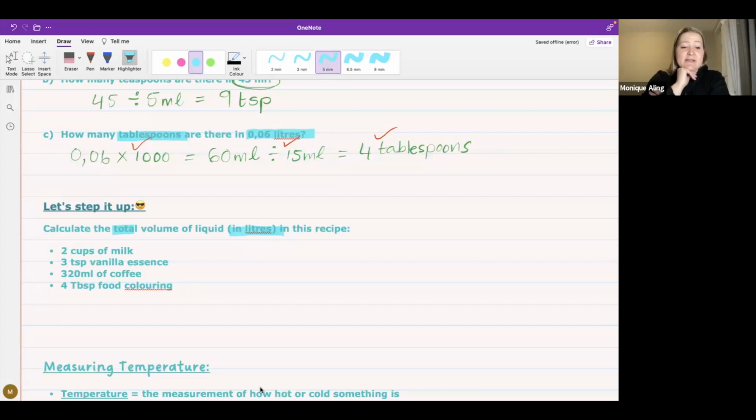Leah, somewhat similar. We need to, now we go in the opposite way. We are taking our cups and teaspoons and we are converting that to milliliters. In the previous question, we had it in milliliters and we converted to cups and teaspoons. So now it's the opposite way.